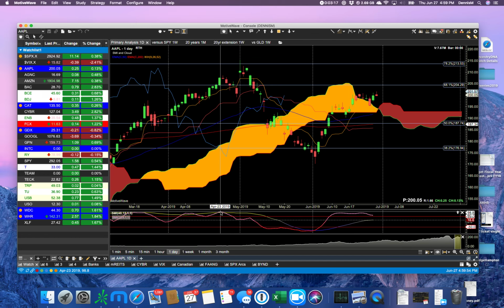Let's look at April 23rd. Look what happened when this peaked with that green candle. We started to move down. Went up a bit, and then we started to move down again. This is the red. This is the fast stochastic based on 12 days.